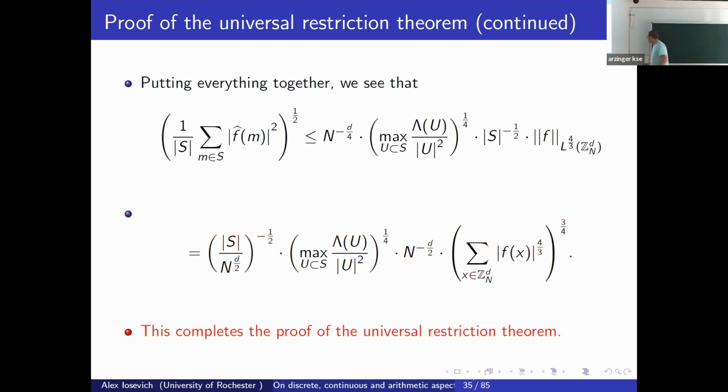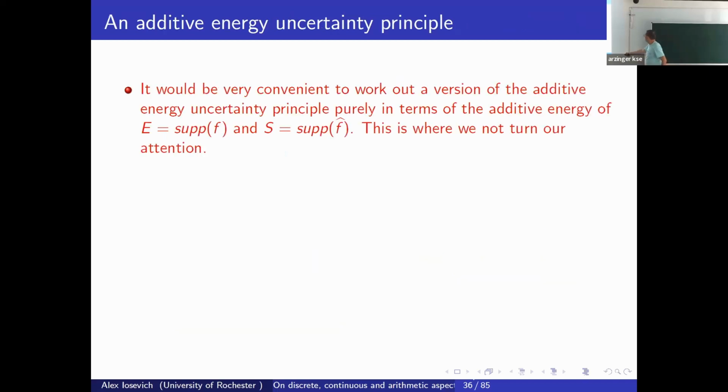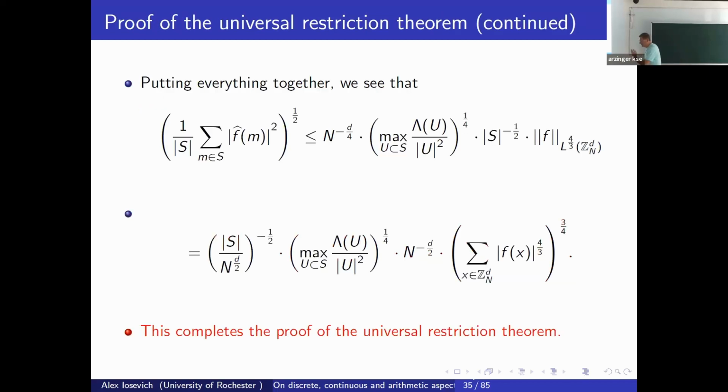And so this completes the proof of the universal restriction theorem, which we can then put to use for which sets? For sets that satisfy good energy properties. And so maybe now is a good time to give you an example.